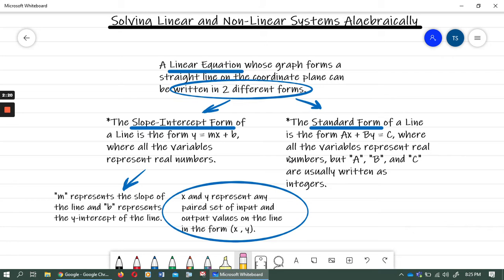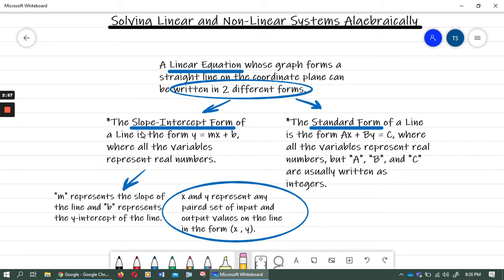A linear equation has a graph that forms a straight line on a coordinate plane, and any linear equation can be written in two forms. For this particular lesson, on linear systems of equations, you'll see those linear equations written in these two forms: slope-intercept form and the standard form for a line.